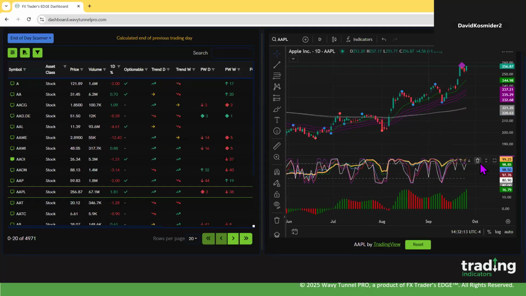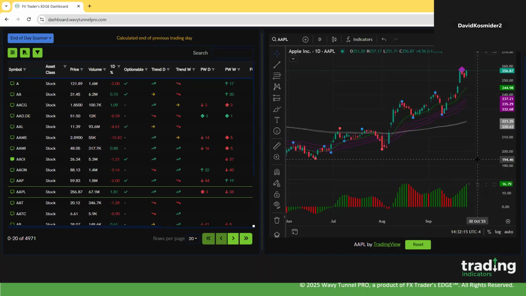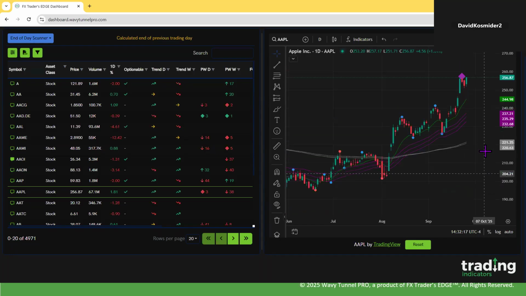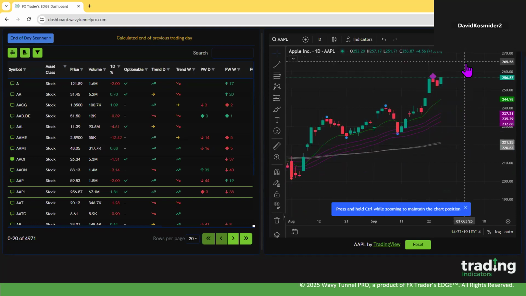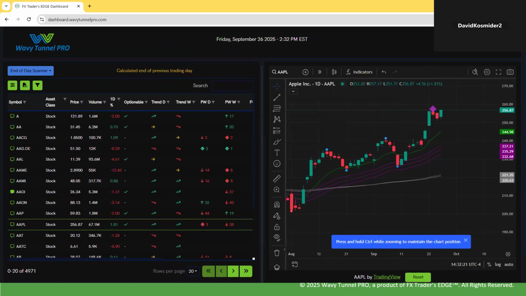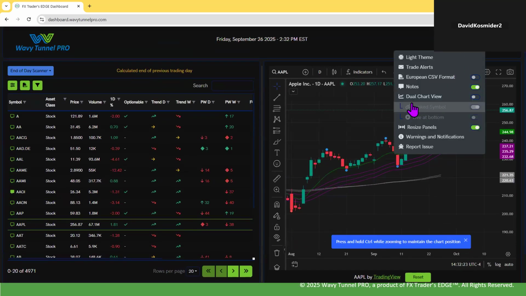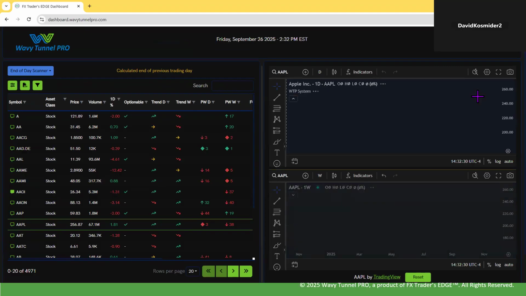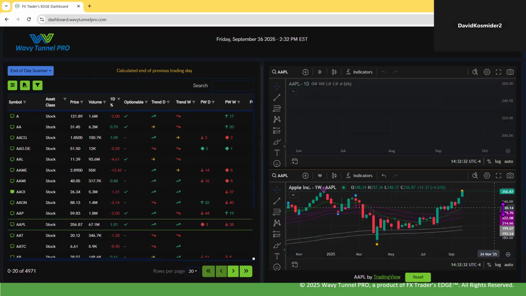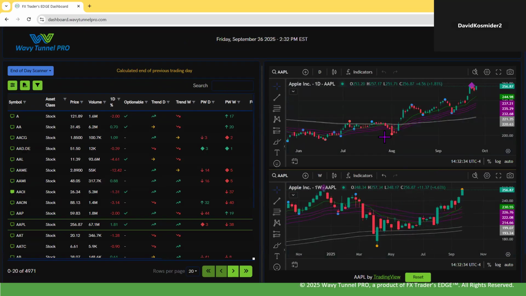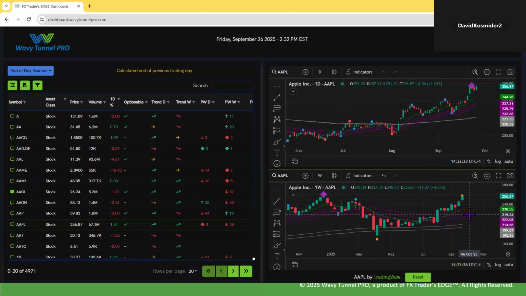I am going to just remove these panes for a minute because I just want to show you how I look at the charts. The way I look at the charts is I'm clicking up here on the wheel, and I want dual chart view. Putting dual chart view, and I like to look at the weekly and the daily. So that's what we're going to do. But so you can put one chart or you can put two charts.